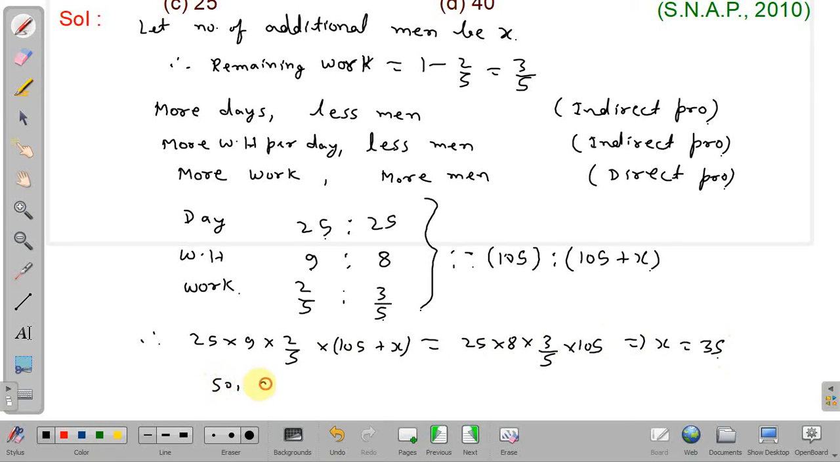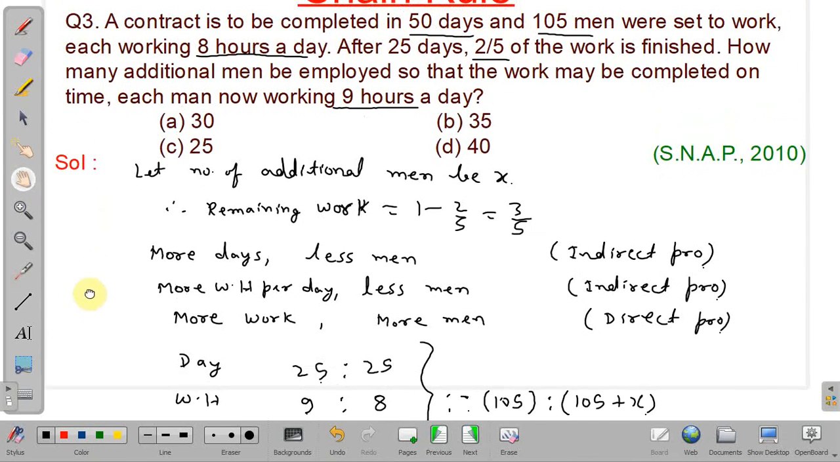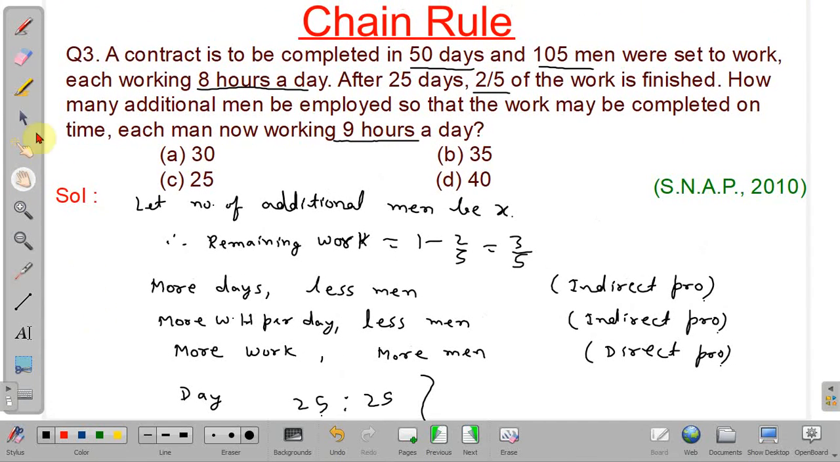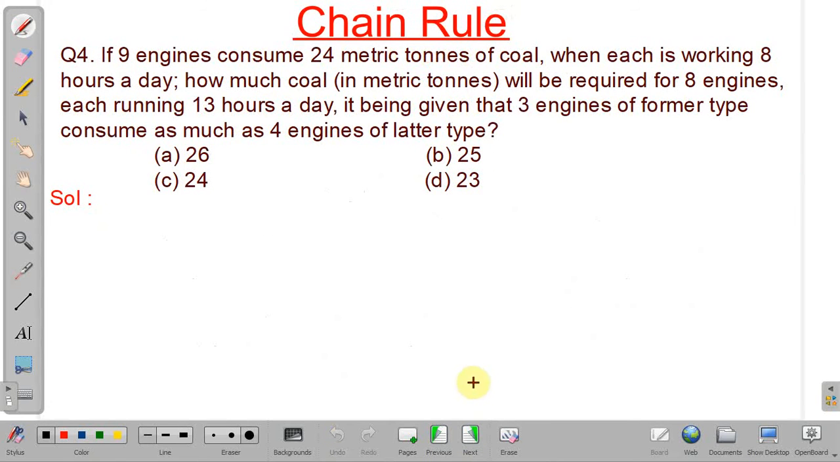So additional men equal to 35. Our answer will be option number B. We will discuss next problem.